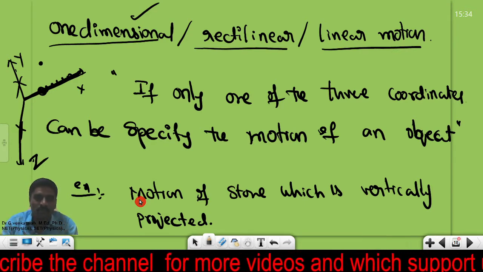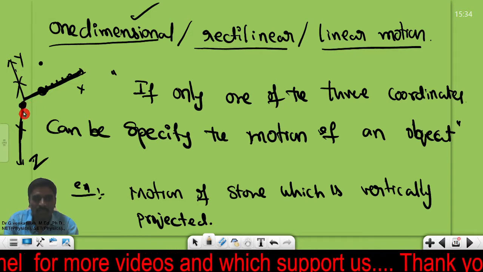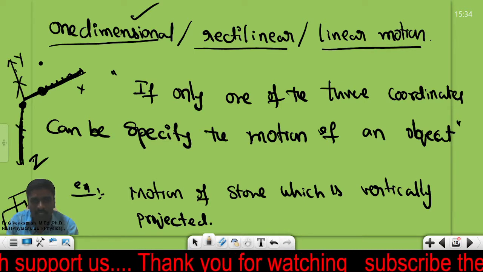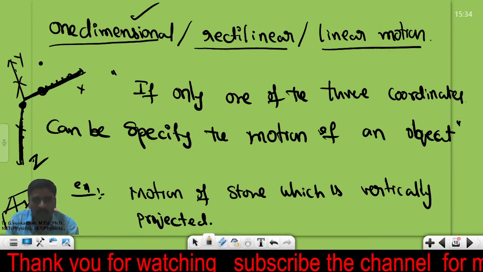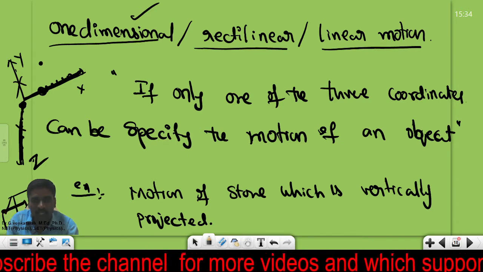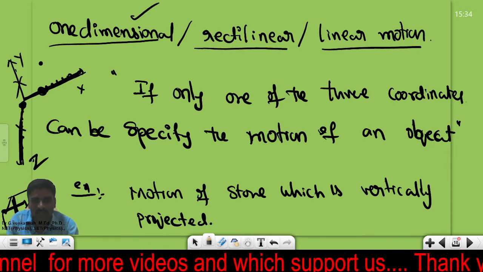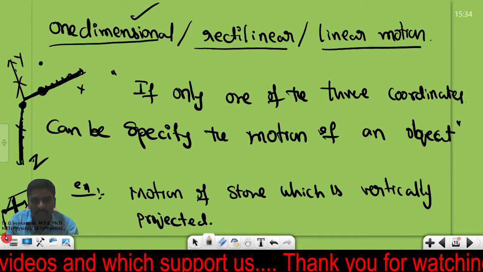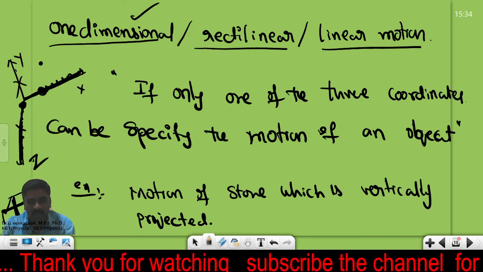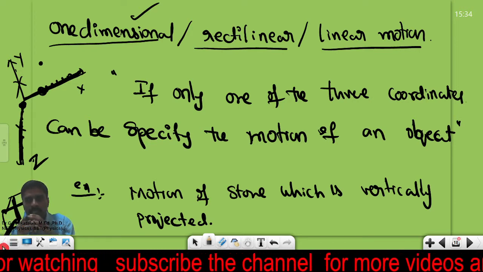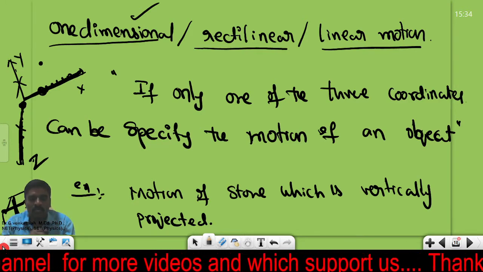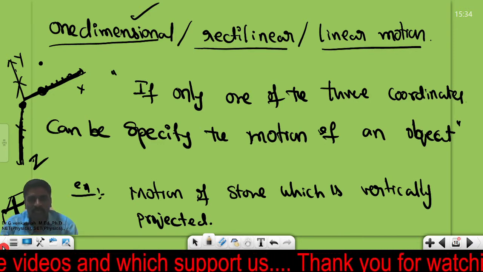It may be the x axis, it may be the y axis, it depends. Let me say one person is moving on the z axis only. For your easy understanding, let me take a cubical shape. If the object is moving along this x axis, one axis is enough to explain that. If the object is moving along the z axis, one axis is enough. If the object is moving along this axis, one coordinate axis is enough for explaining the position of the object. So if one coordinate axis is enough to specify the motion of the object, that type of motion is called a one dimensional motion.